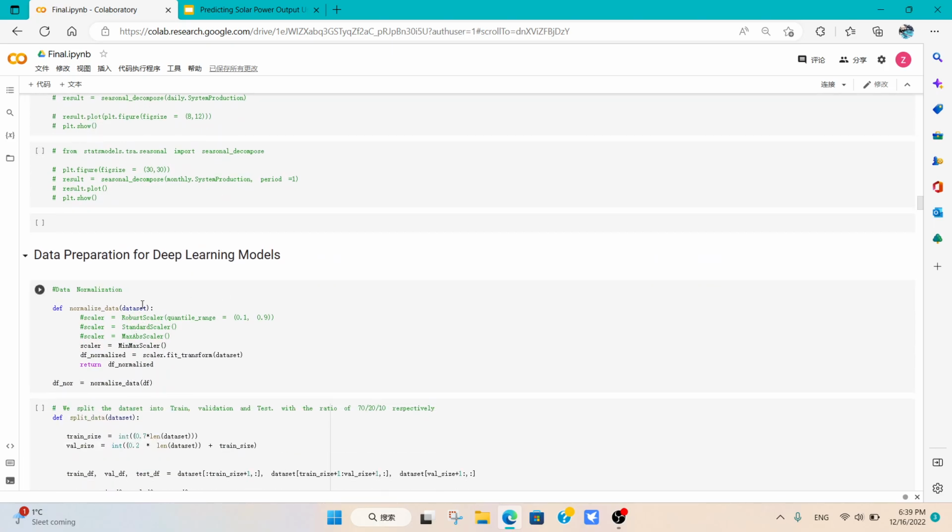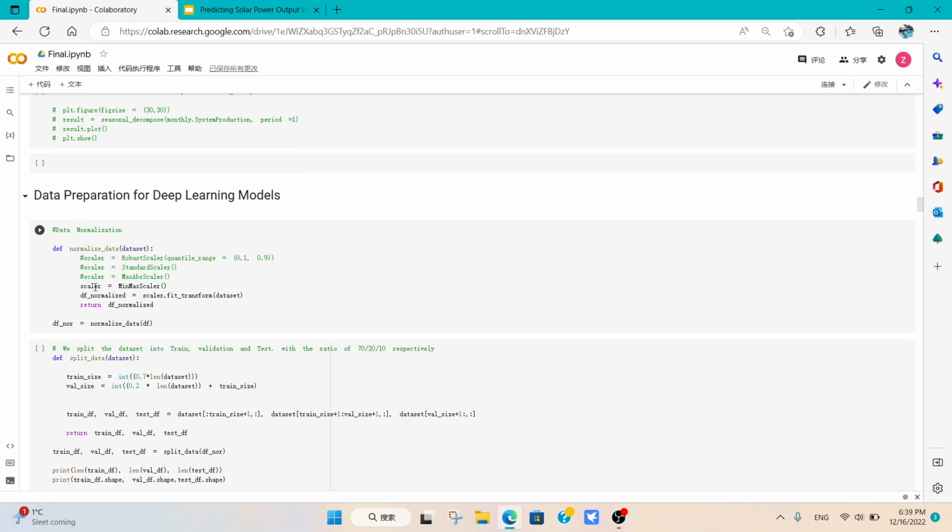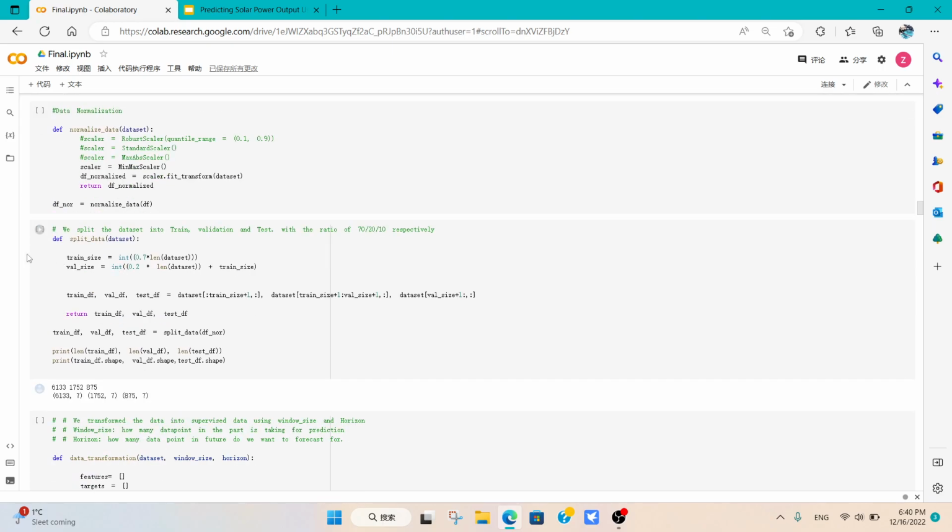The next thing we did was to normalize our data. We explored different normalization methods, because our data contains a lot of zero values: at night there's no production, and also early in the morning there's no production. So we opted for MinMaxScaler. Then we split our data set into 70, 20, 10 for train, validation, and test.